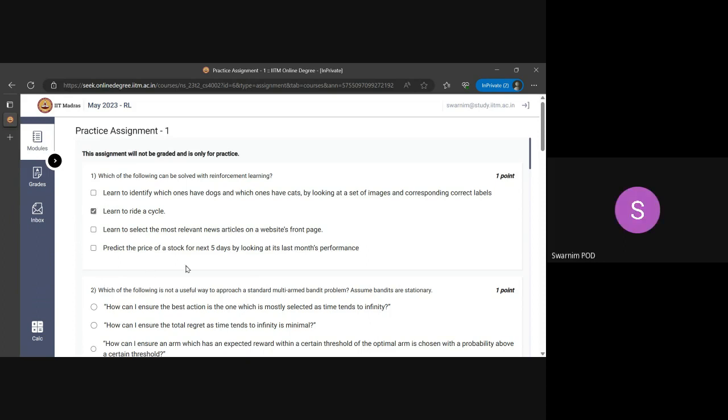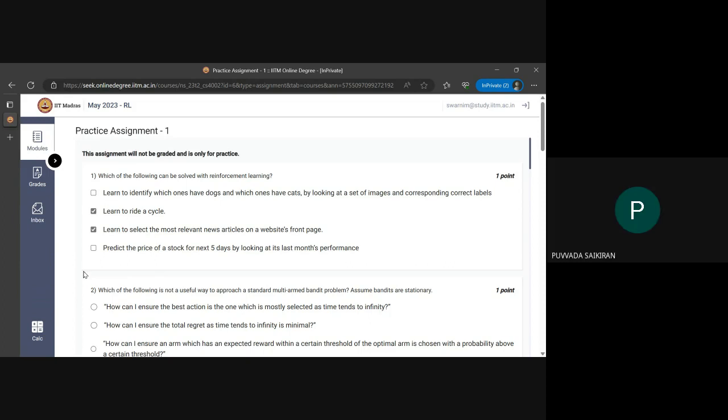Learn to select the most relevant news articles on a website's front page. That's also RL. Sir gave us an example of Yahoo News in the lecture. But without RL also we can achieve that, right? Of course. Recommendation systems or self-supervised learning algorithms can be used to solve this problem. But RL sits on top of all of this. Yeah, given there is a feedback implemented, then it can be implemented, right? Yes. Okay.